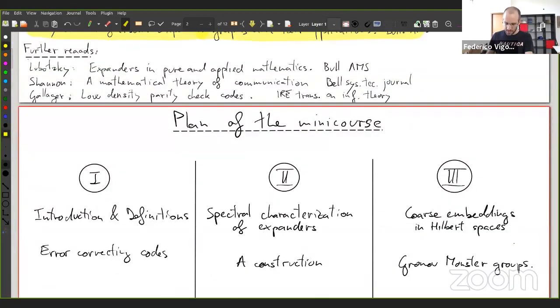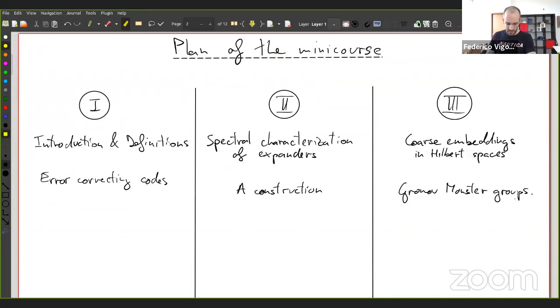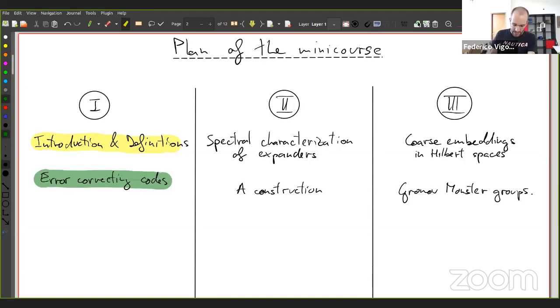So let me begin with the plan of the mini course very briefly. Today we are going to do a little bit of introduction and give a definition of expander graphs. And then we are going to do one application of expander graphs to computer science, more or less, which is error correcting codes. This topic is quite independent from the rest of the course, so it will not come back afterward. It just serves as a motivation because it's a rather neat theory.